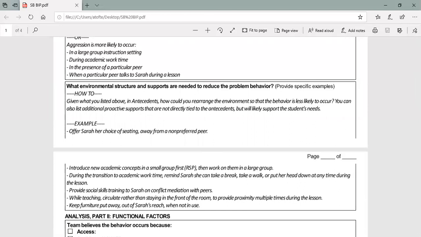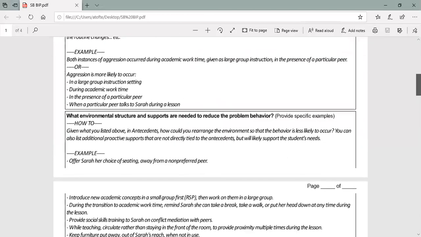We could remind her she can take breaks, because if she's aggressing during class time, she's telling us, I don't know how else to get out of this, potentially. So fine, let's give her another way to get out of it. Remind her she can take a break. We can also teach conflict mediation with peers. If she's aggressing towards peers but not adults, then maybe she needs help interacting with peers. So all of these examples are based on what we've noticed about the behavior in all the sections above.